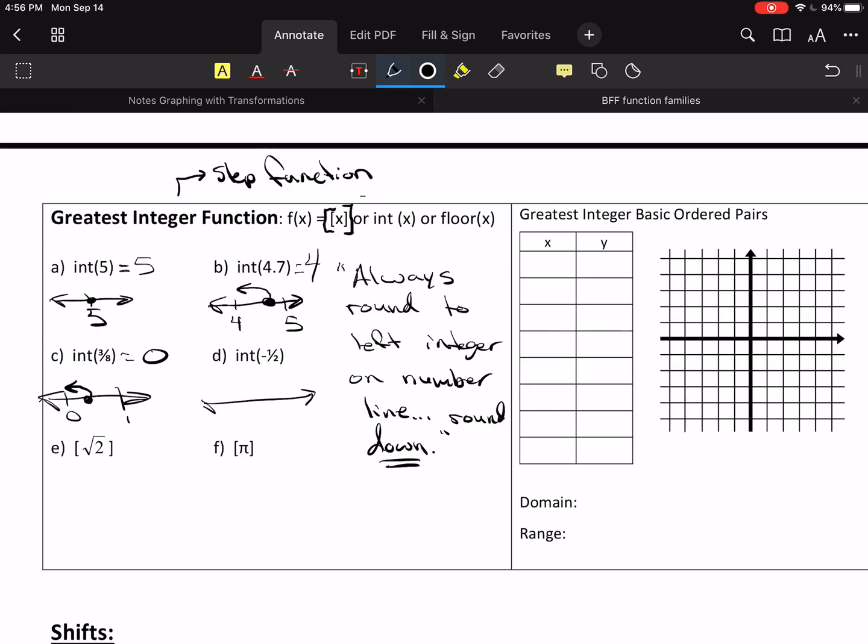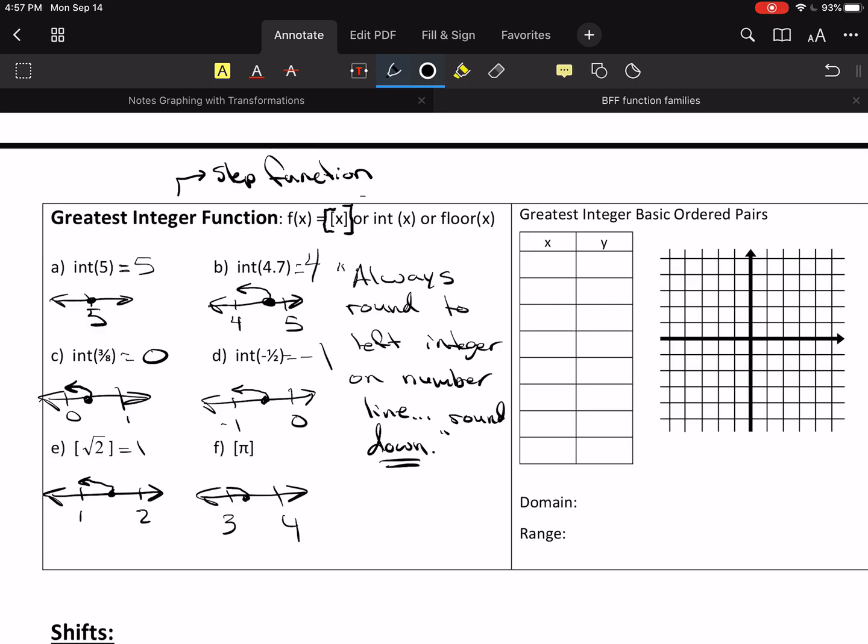Now, the trickiest ones are negatives. Here's negative 1/2. So I want to round down or to the left. So this is actually going to round to negative 1. So be careful of that with negatives. The square root of 2 is in between 1 and 2, so it would round down. Pi is 3.14.